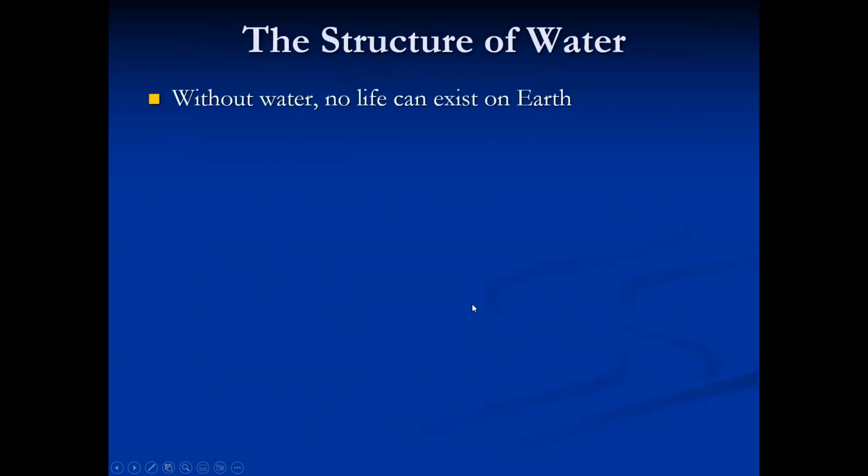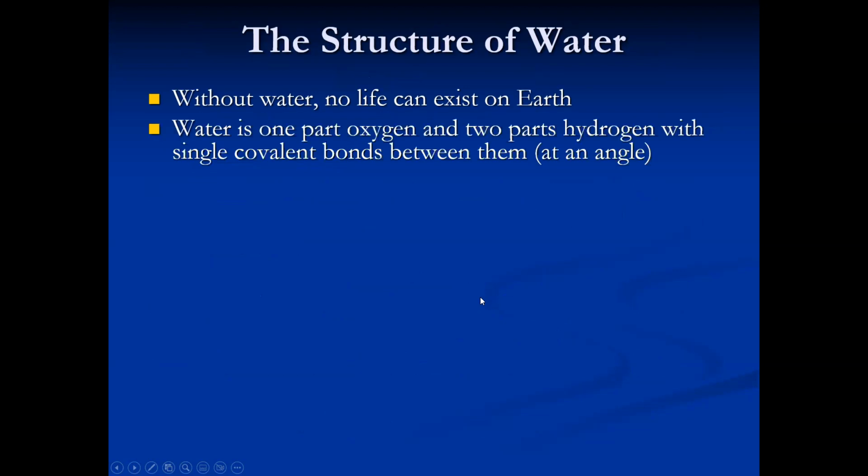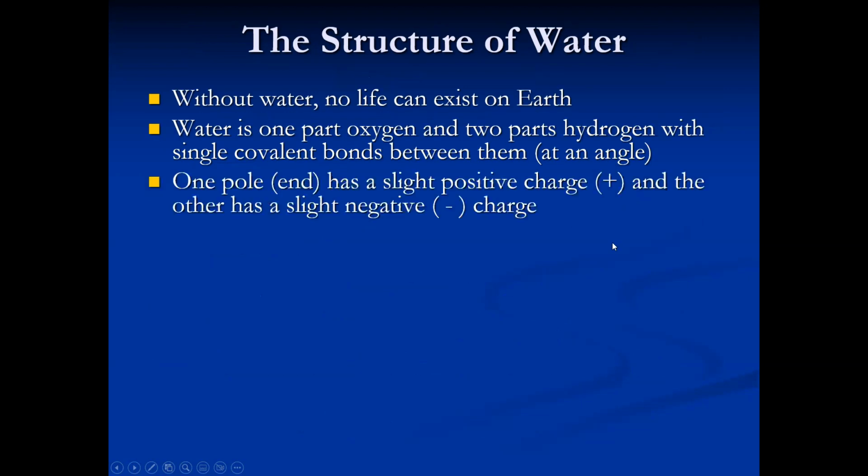Let's talk about water. Without water, no life can exist on Earth. There may be other planets that can have life with no water, but all life on this planet requires water. Water is 1 part oxygen, 2 parts hydrogen, with single covalent bonds between them at an angle. I showed you that earlier. One pole or end has a slight positive charge and the other has a slight negative charge.